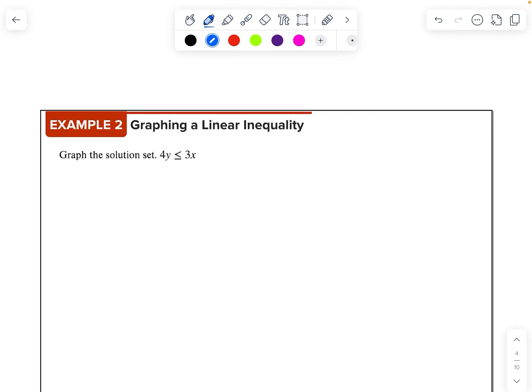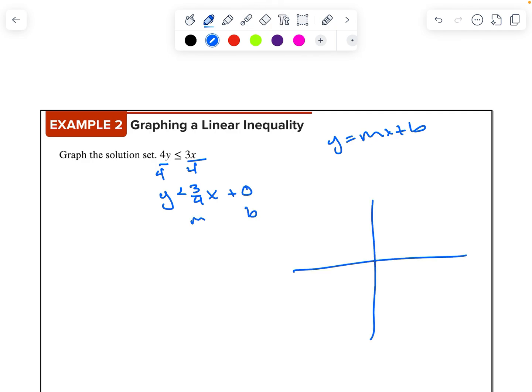All right, again, if we can get it to be y equals mx plus b, then we can graph it a little bit easier. If I divide both sides by 4, I get y is less than 3/4 x. That's the same thing as 3/4 x plus 0. And so when we graph it, start at 0, then go up 3, over 4, and put our next point. Here, since we started with a less than or equal to, we're going to have a solid line, not a dashed line. Solid line through those 2 points.